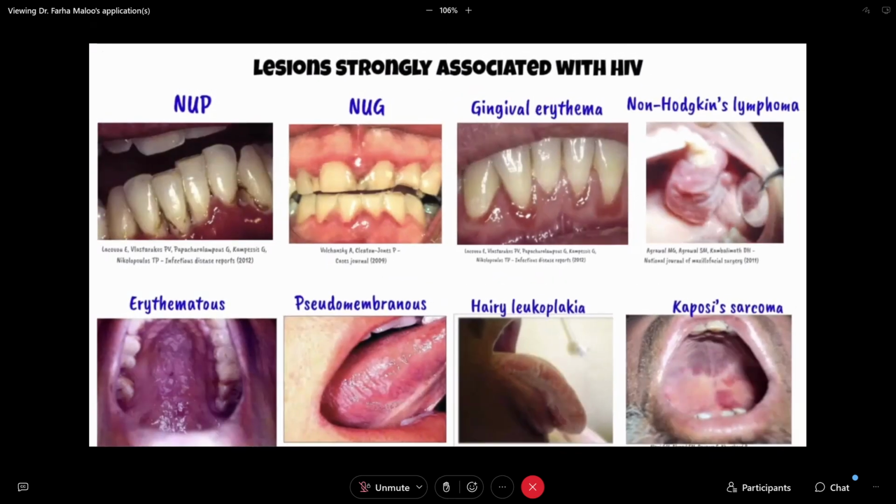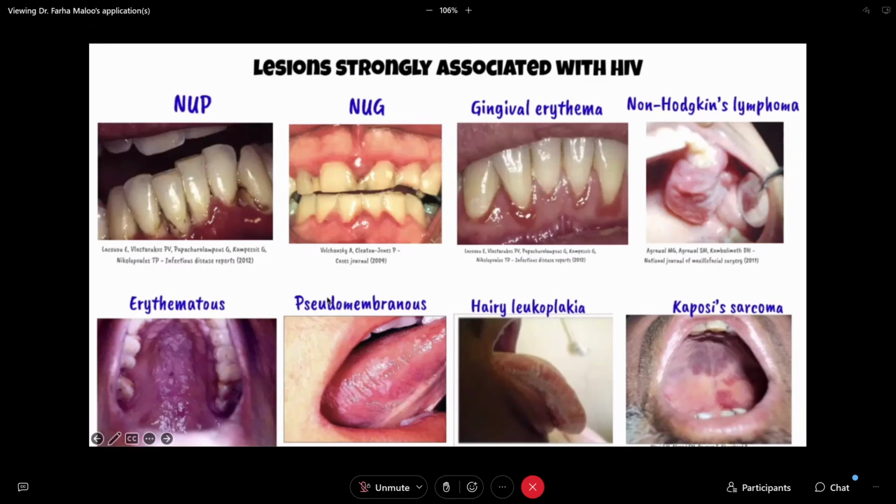Let's look at some of the lesions which are strongly associated with HIV, or the human immunodeficiency virus. HIV is known to cause necrotizing ulcerative periodontitis, which is inflammation of the gums, especially around the teeth. Next presentation could be as necrotizing ulcerative gingivitis, or diffuse inflammation of the gums. It could also produce gingival erythema, where there is only reddish discoloration around the teeth and pain.